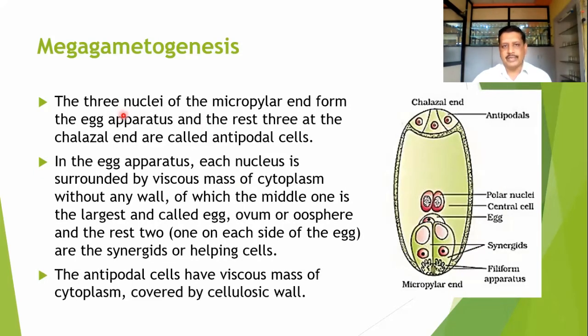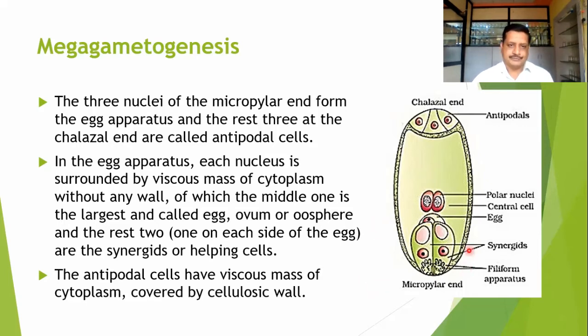The 3 nuclei which are at the micropylar end are the egg apparatus. Here at the micropylar end, 2 synergids and the egg cell, these 3 nuclei are there, and here at the center you can find the polar nuclei. So these 2 cells which are at the chalazal end, those are now called the antipodal cells. So these antipodals are at the chalazal end and synergids are at the micropylar end.